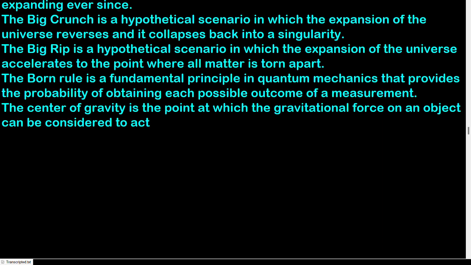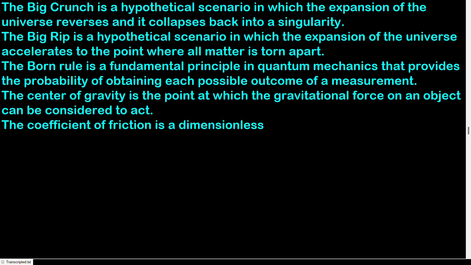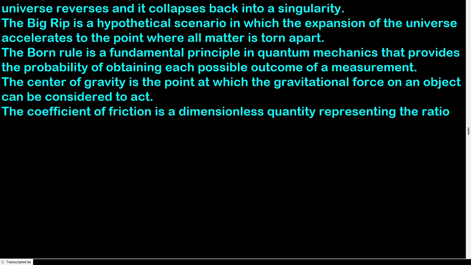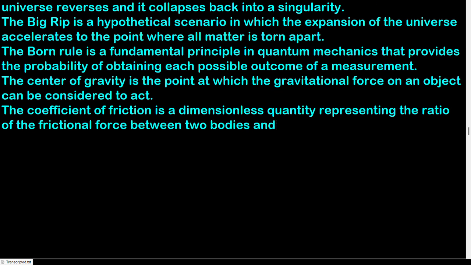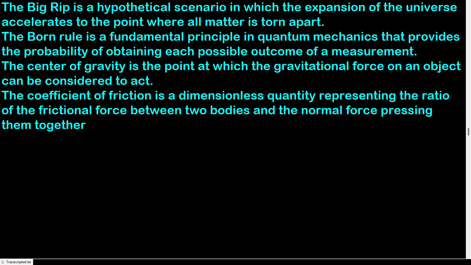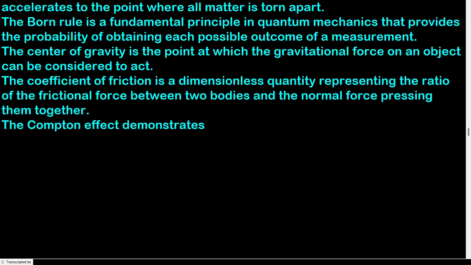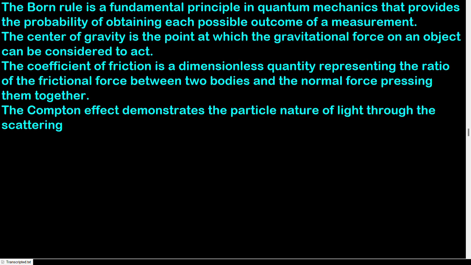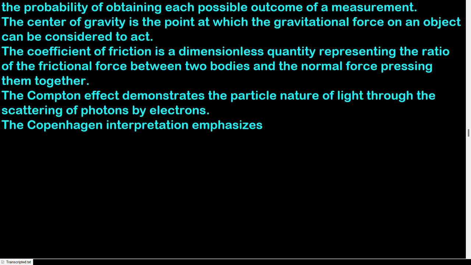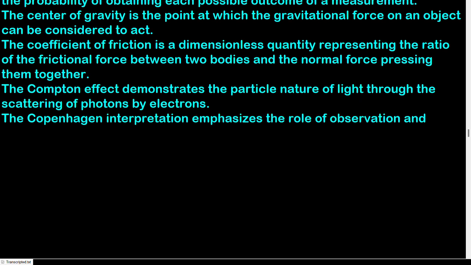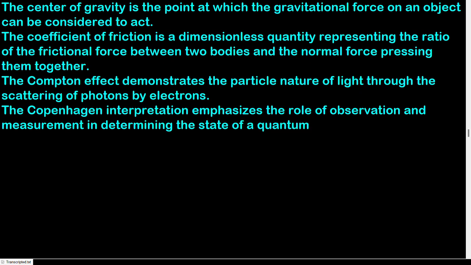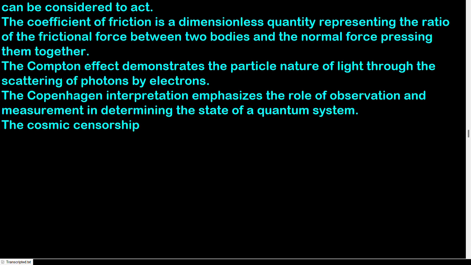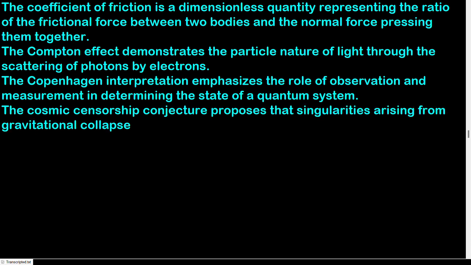The coefficient of friction is a dimensionless quantity representing the ratio of the frictional force between two bodies and the normal force pressing them together. The Compton effect demonstrates the particle nature of light through the scattering of photons by electrons. The Copenhagen interpretation emphasizes the role of observation and measurement in determining the state of a quantum system. The cosmic censorship conjecture proposes that singularities arising from gravitational collapse are always hidden within event horizons.